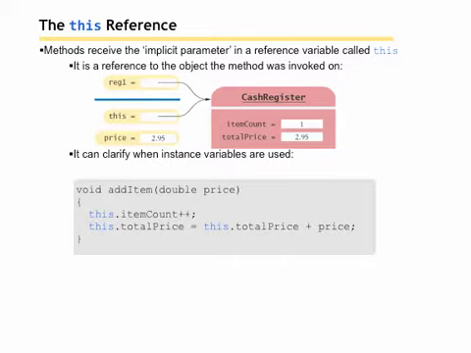We could also call a method. We could say this.clear. clear is one of the methods inside the CashRegister class. So this references the current object.